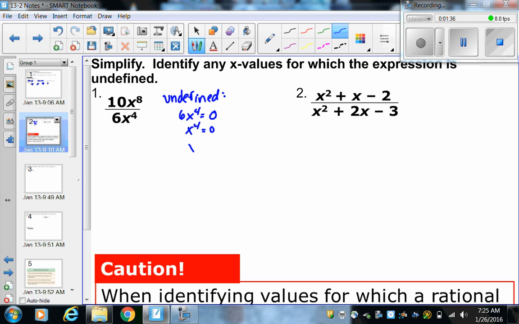The fourth root of x would be x. The fourth root of 0 is 0. So this equation is undefined at x equals 0, which tells me that x cannot equal 0. That's the domain restriction.